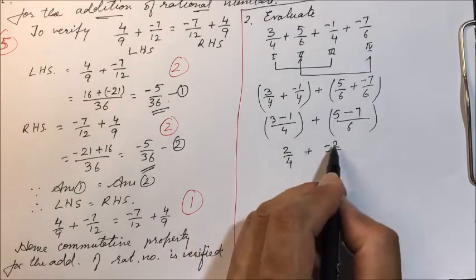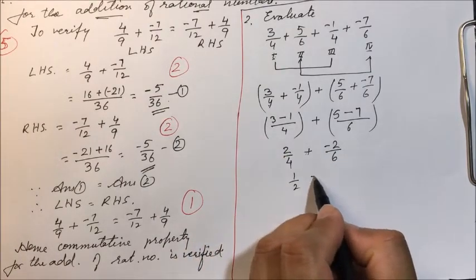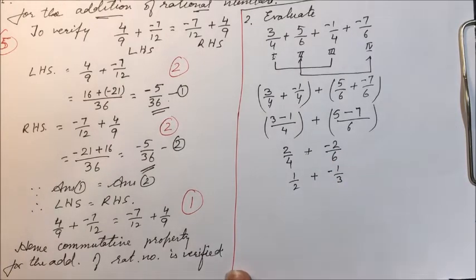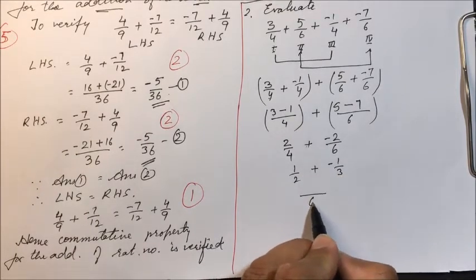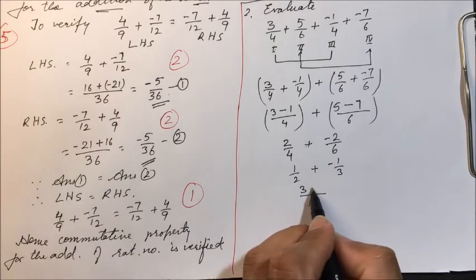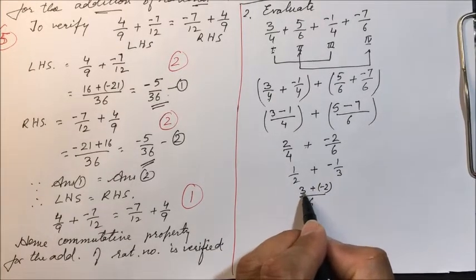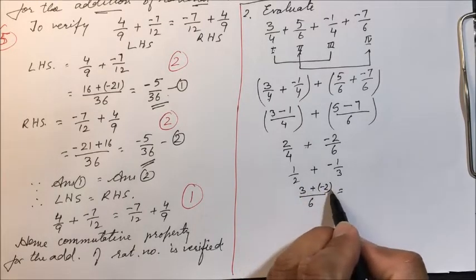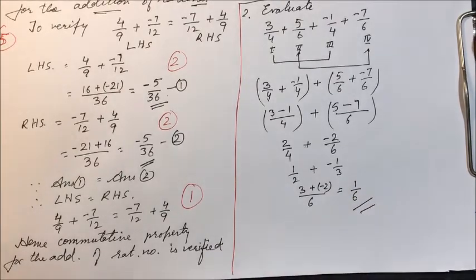Now see here, we can simplify them. It will be 1 by 2 plus minus 1 upon 3. Now take the LCM, LCM 6. 2 3s are 6, 3 plus 3 2s are 6, minus 2. You can write as well 3 minus 2. And this is equal to how much? 3 minus 2, 1 by 6. So answer is 1 by 6.